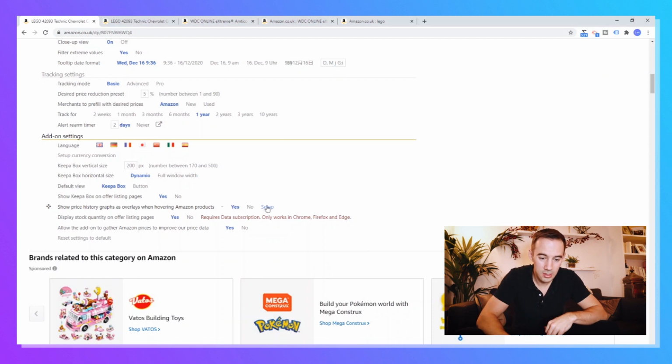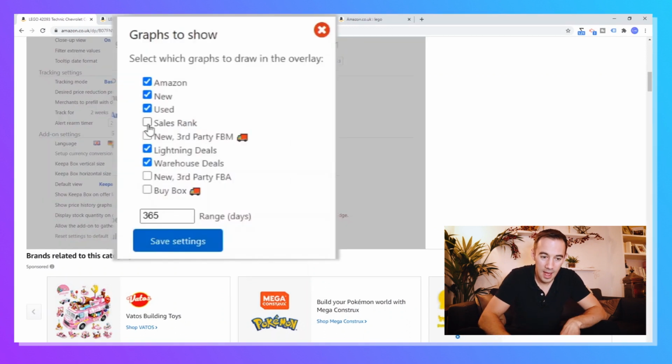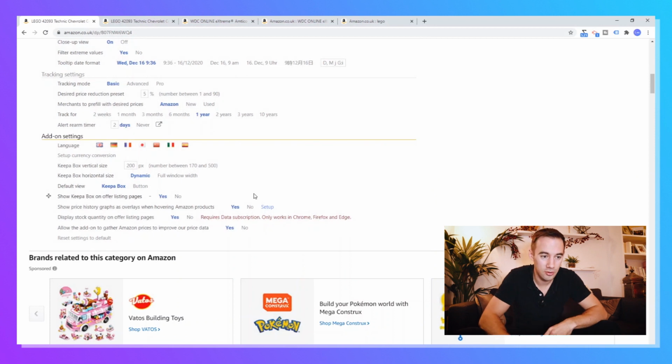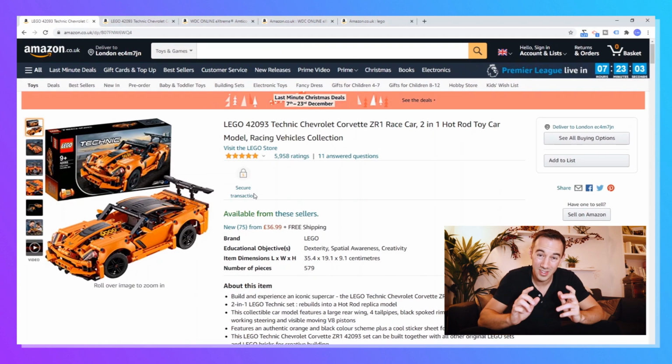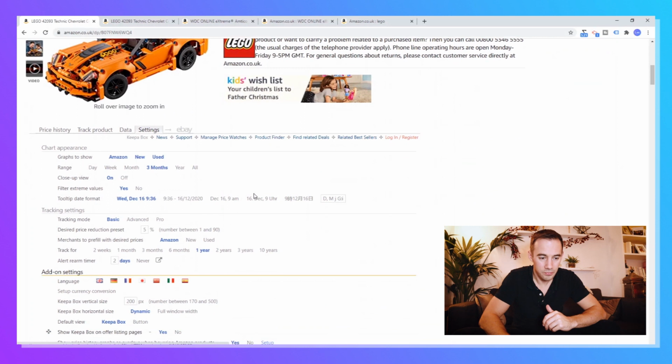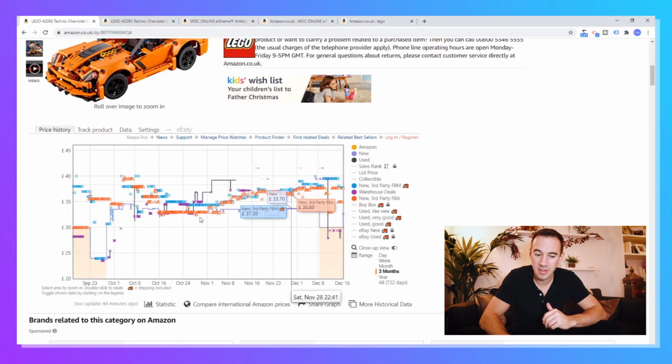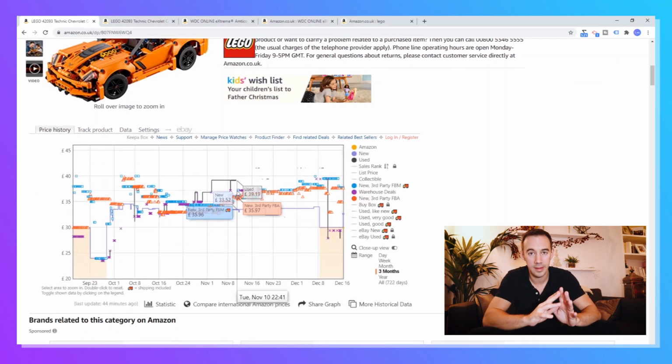What you need to do is also go to setup, and what I've done is turn off sales rank, refresh it, and then turn it back on again, and then click save. You can change the range, it's not a problem. Now, what does this do? Well, it won't turn on this line here. You can't do that, it's not going to happen.